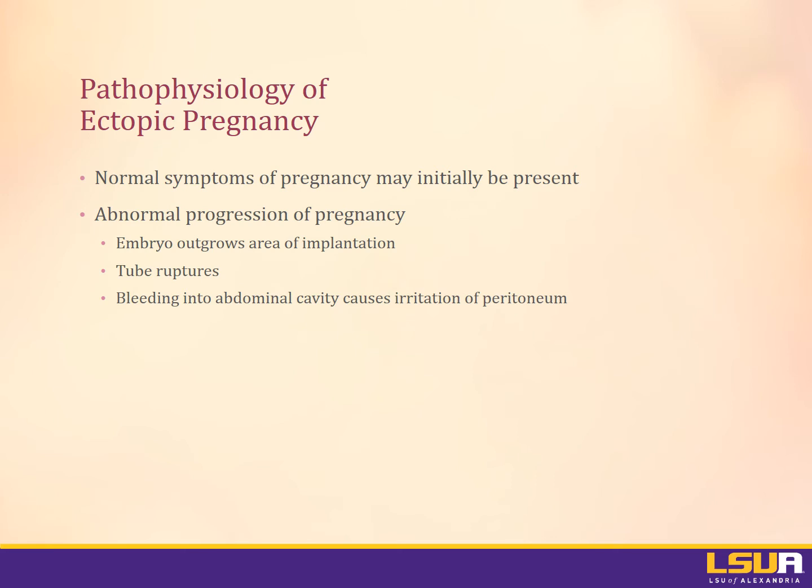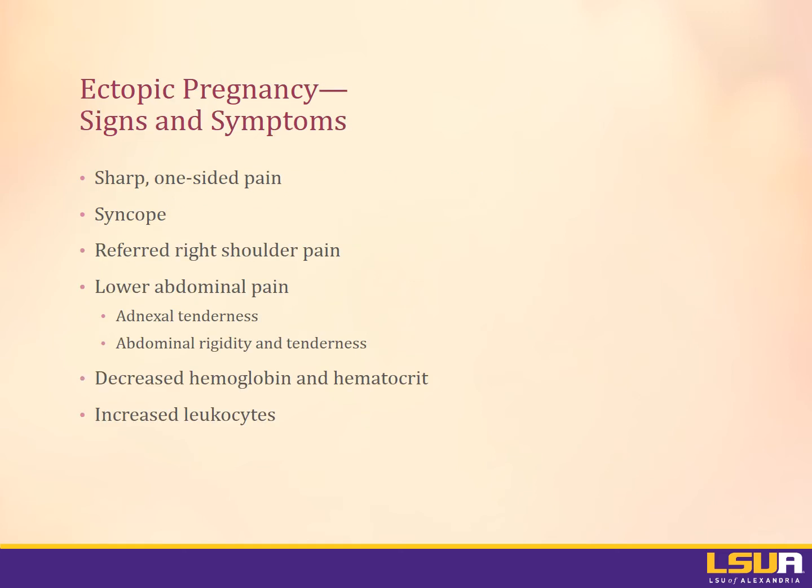Initially, the normal signs of pregnancy occur, but then there is an abnormal progression. The embryo outgrows the area, the tube can rupture, and she bleeds into the abdominal cavity. Sharp pain on one side, and it's very sharp. She'll become rather dizzy. She may have referred right shoulder pain and then lower abdominal pain. Very tender, very rigid. H&H is going to drop, and her leukocytes will increase.